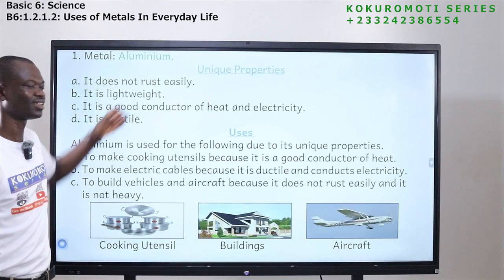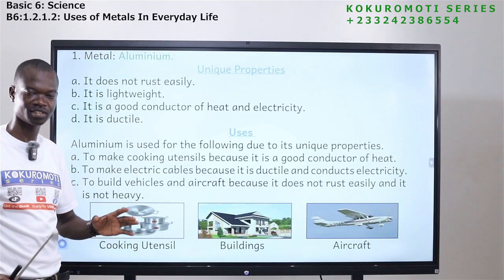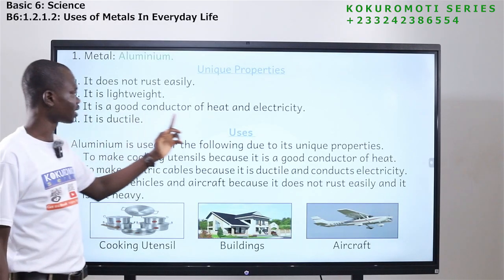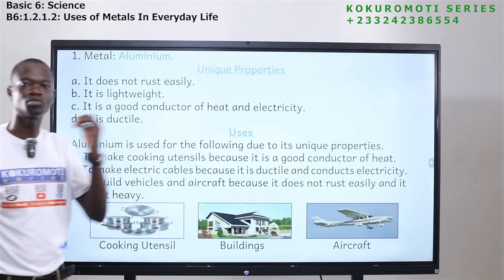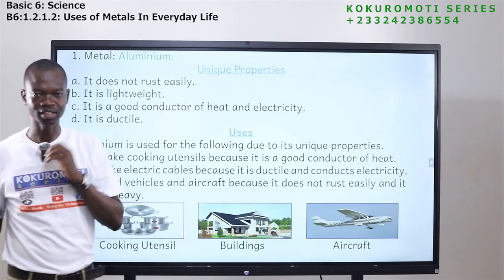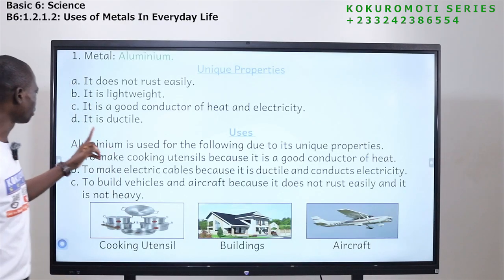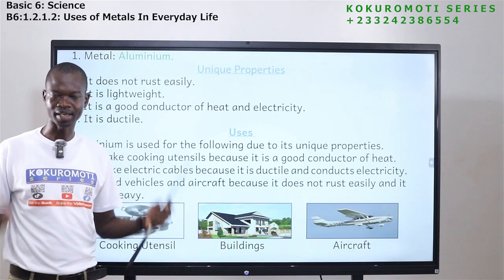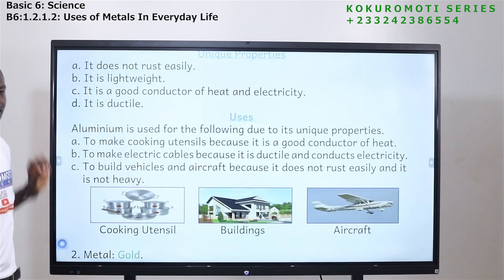Lightweight means the weight is not heavy. So aluminium is lightweight. It is a good conductor of heat and electricity. It means that heat and electricity can pass through aluminium. The last one, aluminium is ductile, meaning it can be drawn into wires.